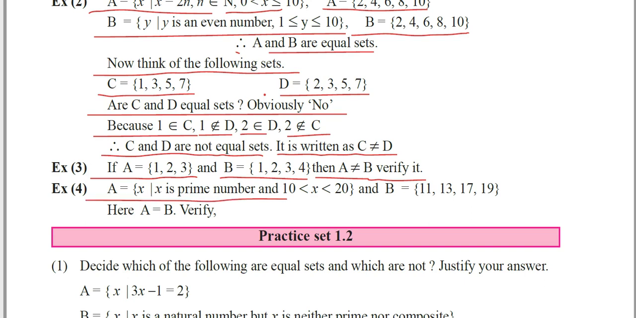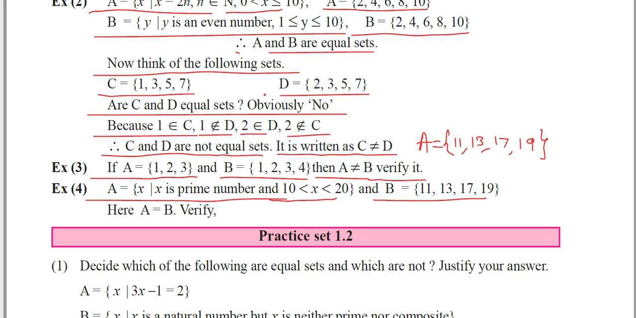And the question number 4. A is equal to {x such that x is a prime number between 10 and 20} and B is equal to {11, 13, 17, 19}. Yes. Now these two sets are equal. Verify A is equal to B. Now we can write A is equal to {11, 13, 17 and 19}, B is equal to {11, 13, 17 and 19}. Curly bracket complete. Therefore, these two sets are equal.